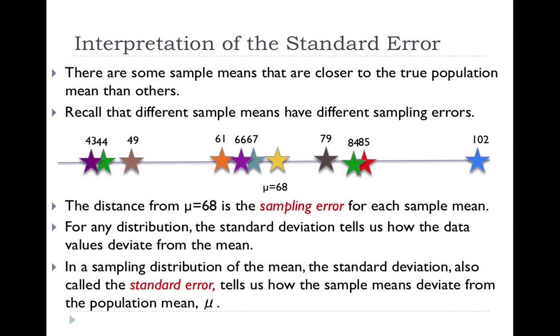In a sampling distribution of the mean, the standard deviation, which is the standard error, tells us how the sample means deviate from the population mean mu.